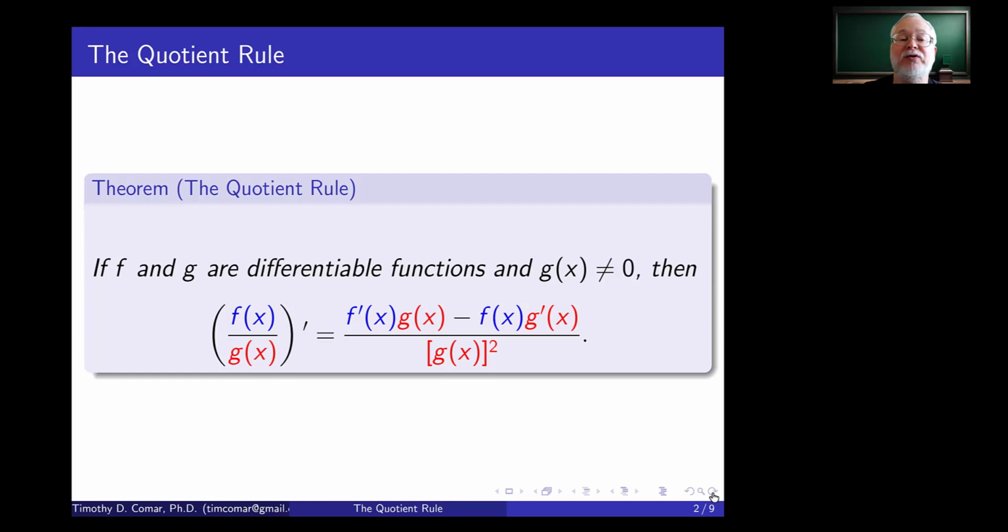Here is a statement of the quotient rule. If f and g are differentiable functions and g of x is not equal to 0, then the derivative of the quotient f divided by g is f prime times g minus f times g prime, divided by g squared.